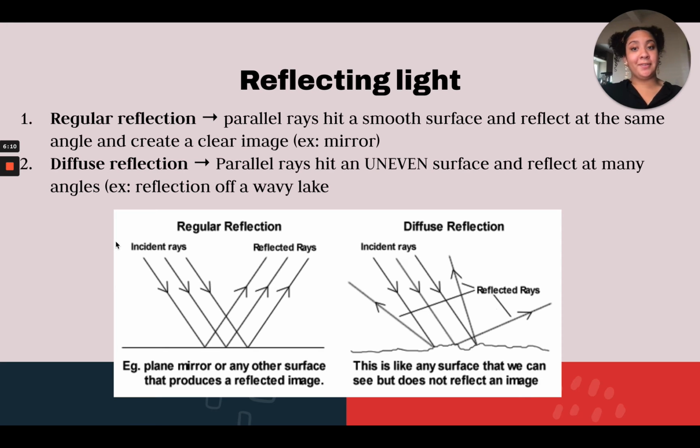A diffused reflection is when parallel rays hit uneven surfaces like a lake and reflect at many different angles. So all of those rays are going all over the place. They're not all together. An instance is a reflection off of a wavy lake. Those rays that are hitting the lake are going all over the place, so it's not really reflecting a clear image.